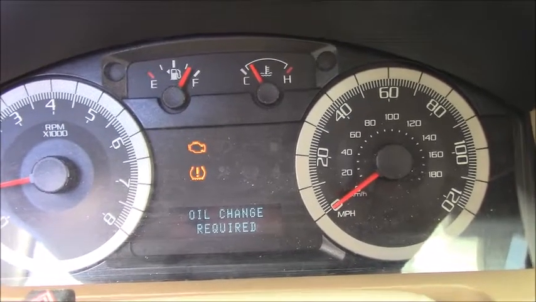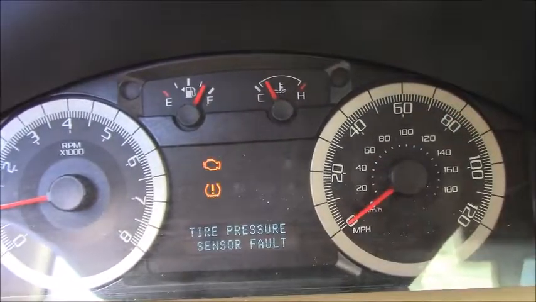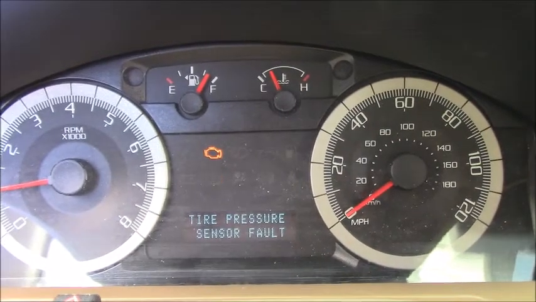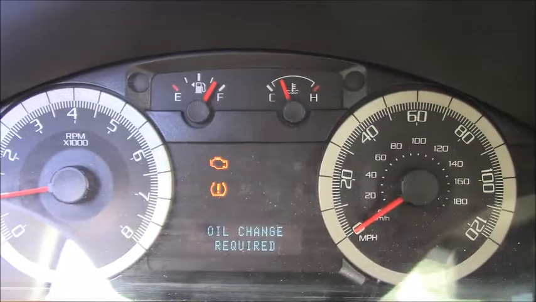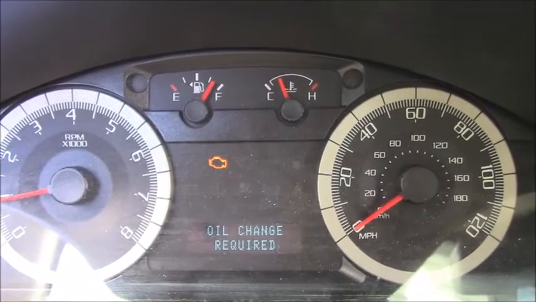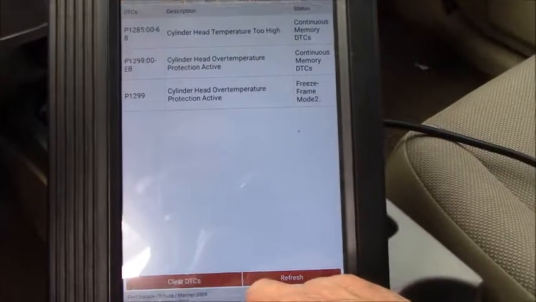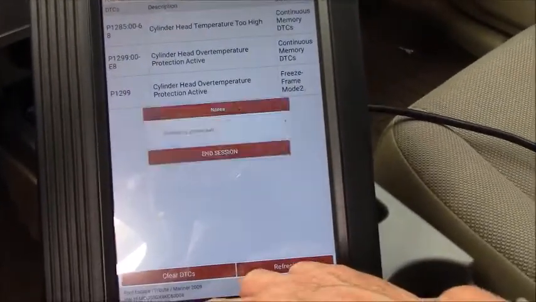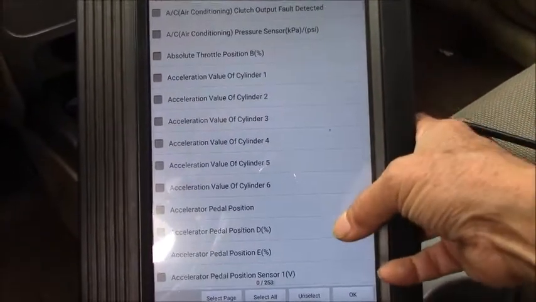Look at the temperature gauge. Seeing the engine start now, maybe half a minute, but as you can see, the temperature rises too fast. Okay, what I would like to do, let's see, 1285, 1299. Let me see, where is it?